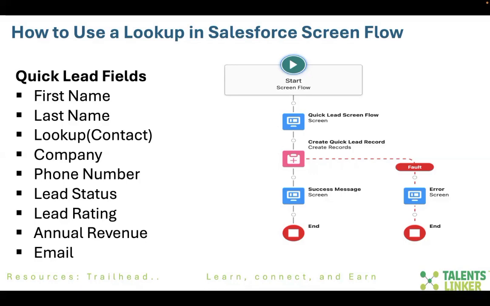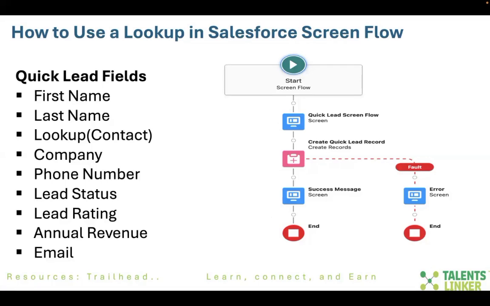These are the things, and this is how the screen flow is going to look on the canvas after we've given it all the necessary elements or components that are needed. Then after giving it Create Quick Lead Record, we can add a success message part to it. When we have a success message, it's another screen that can be displayed that will say just lead records created successfully.